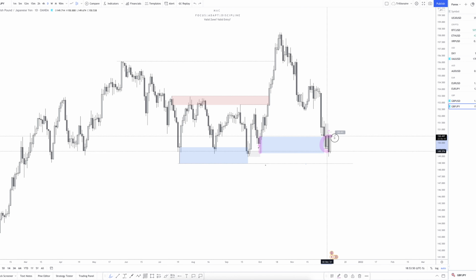Now that price is within this region here, essentially, price pushed to the upside and we waited on price to come back to our refined region here.